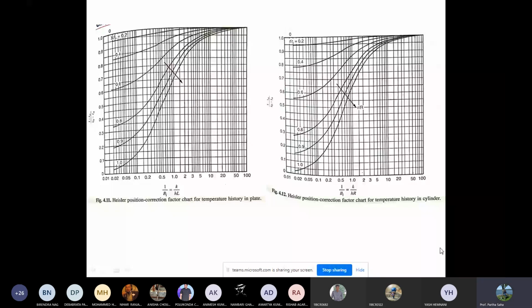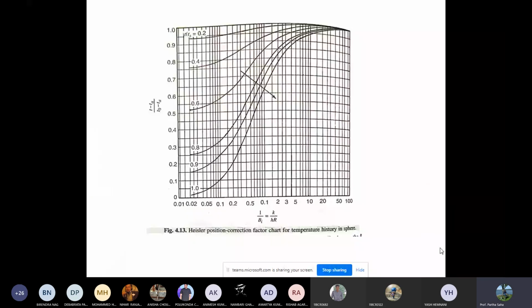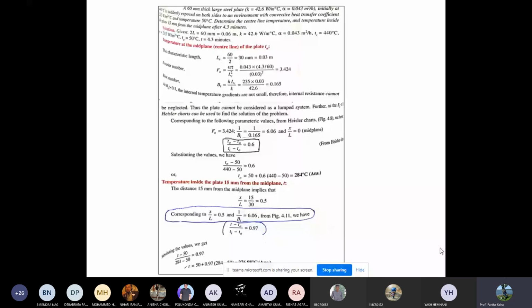numerically solved. I'll show you a couple of numericals, so it becomes easy for you. Let us look into this numerical and solve it, so it becomes easy for you to understand.